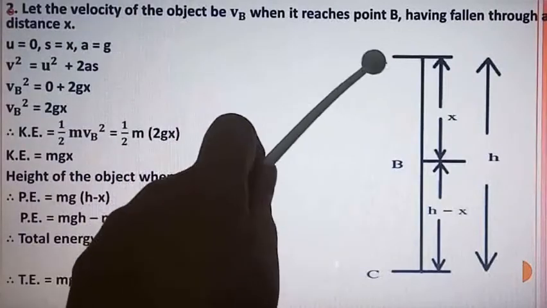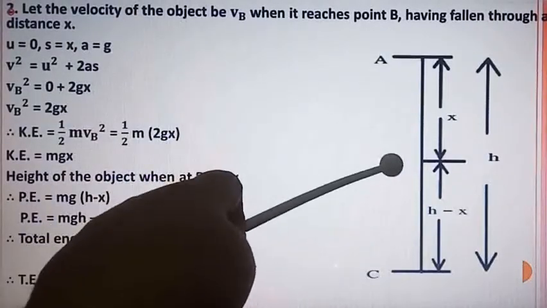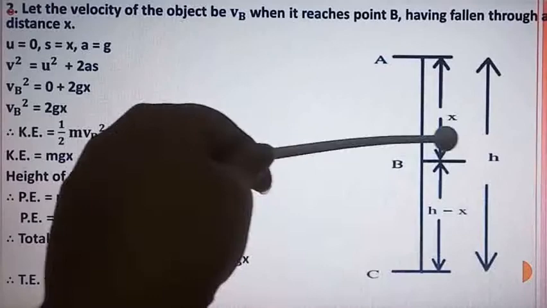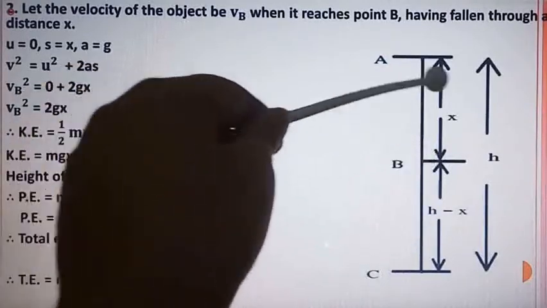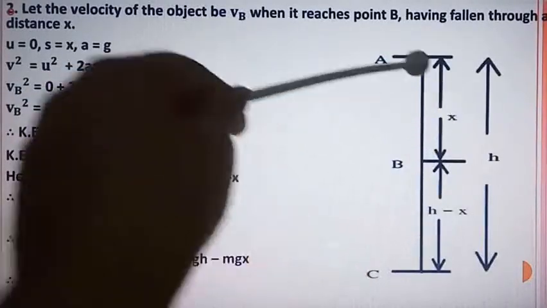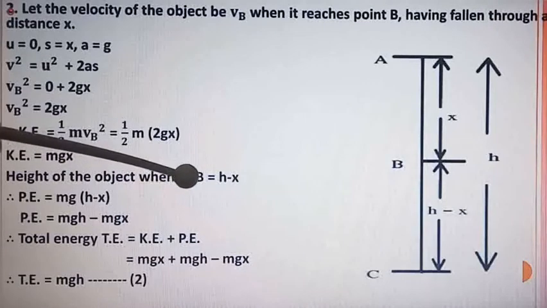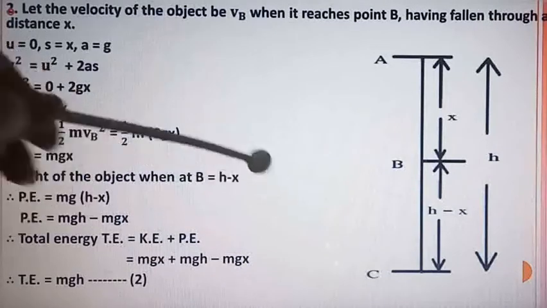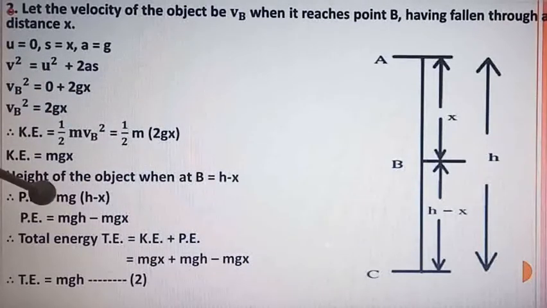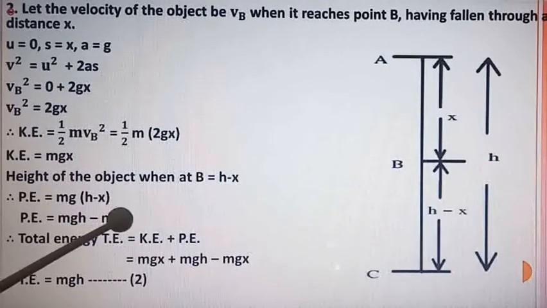What will be the height of the object when it is at point B? Total height minus this height, so h minus x. So the height of the object when it is at B is h minus x. So potential energy is what? mgh, so what will be h? h minus x. Open the bracket: mg into h minus mgx.